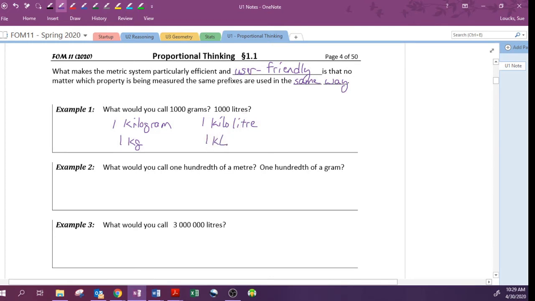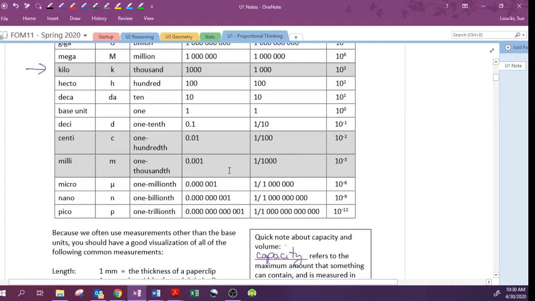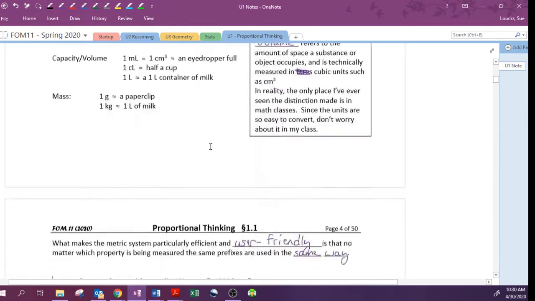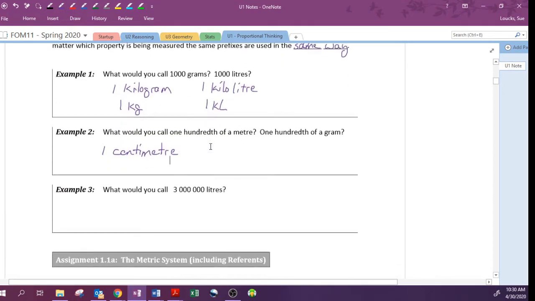That was easy. What would you call 1/100th of a meter? Well, that's 1 centimeter. We go back up to our table on the previous page. 1/100th is right here, so that tells us centi. 1,000th is milli, okay? So if we know that 1/100th of a meter is a centimeter, 1/100th of a gram is 1 centigram.